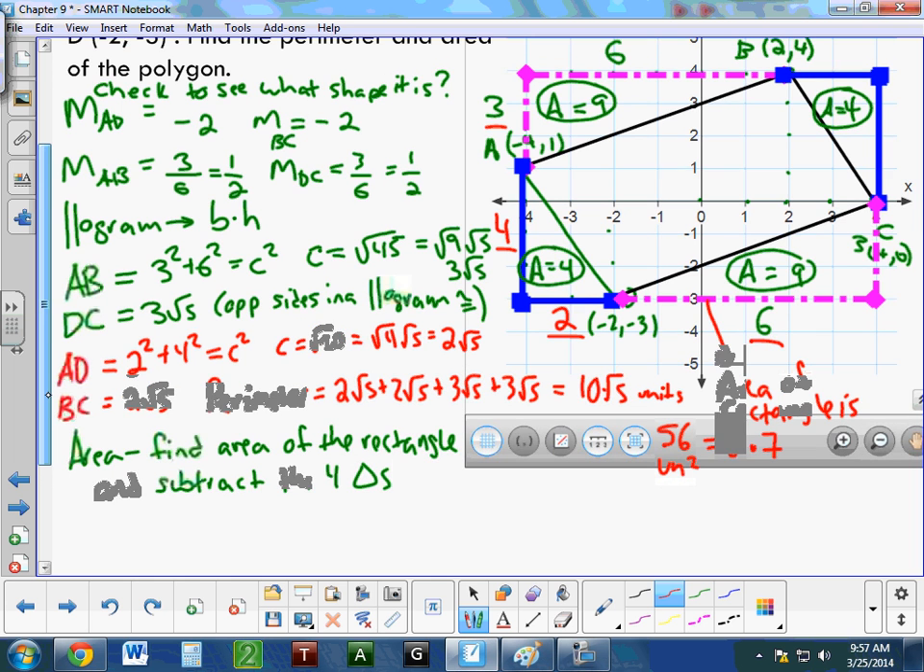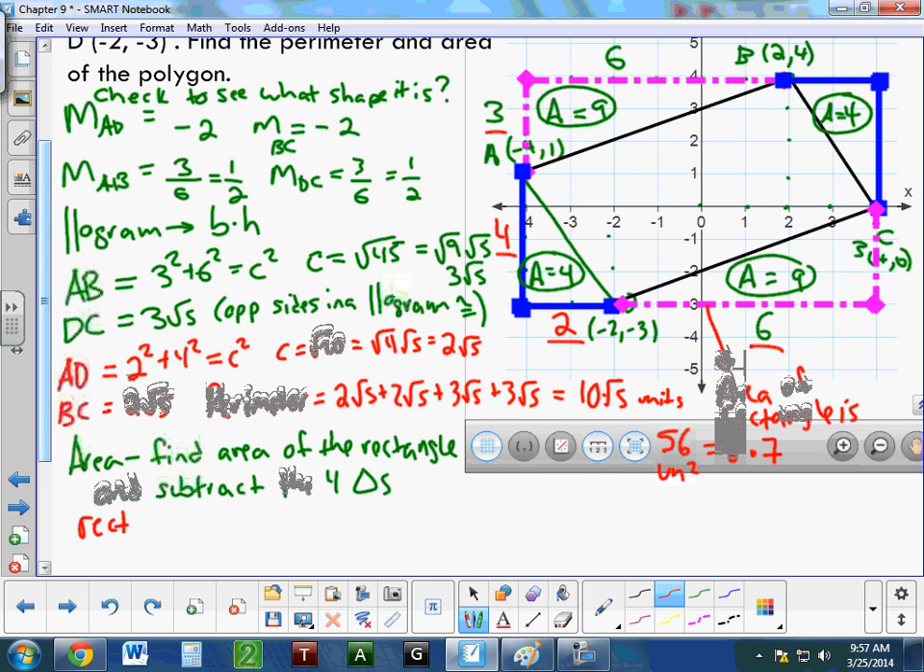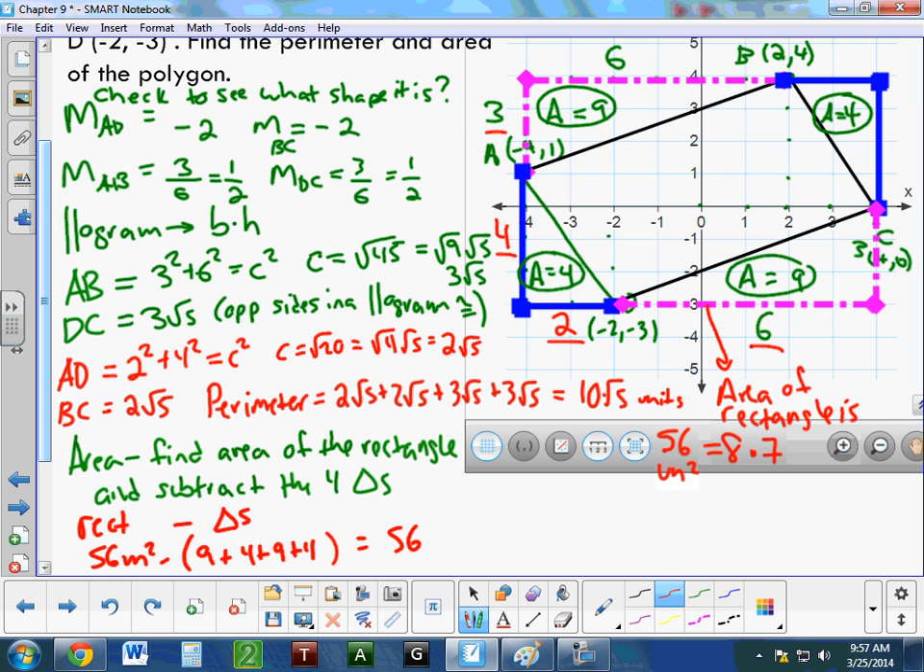If I do that, the rectangle is 56 square units, and then I should be able to subtract the triangles, which together, those triangles are 9 plus 4 plus 9 plus 4, which means I'm doing 56, take away 9 and 4 is 13, and 13 is 26, which means total, that should be 30 units squared. So that means this area of this shape right here is 30 units squared.